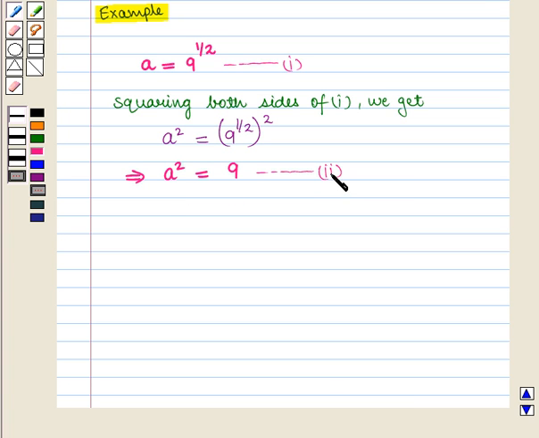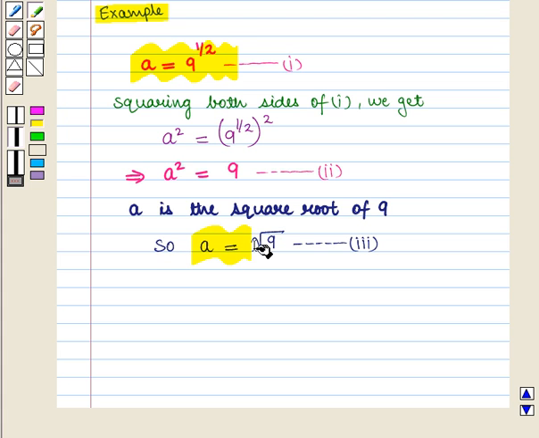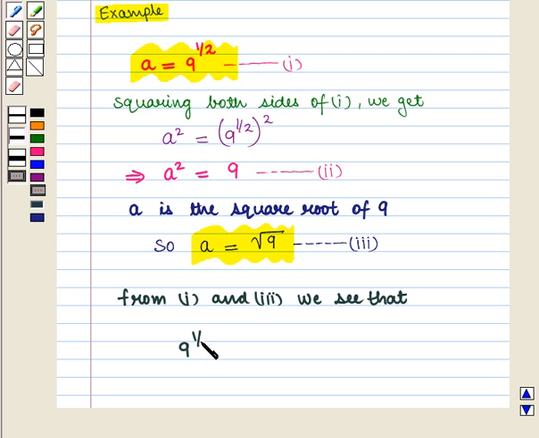From equation number 2, we can see that a is the number whose square is 9, that is, a is the square root of 9. So we have a is equal to square root of 9, and let us name this equation as equation number 3. Now, from equation number 1 and equation number 3, we see that 9 raised to power 1 by 2 is equal to square root of 9.